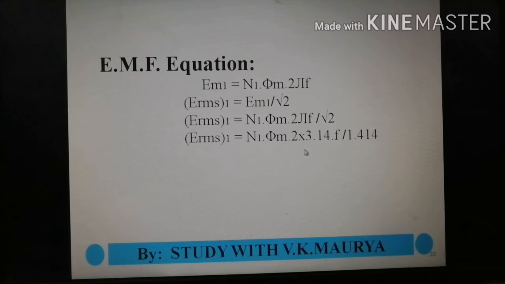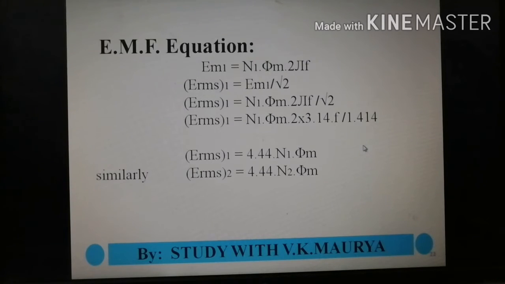We know that pi is 3.14, f is 50, divided by root 2, that is 1.414. After the solution, it becomes 4.44 N1 into phi maximum. This is the ERMS 1. Similarly, ERMS 2 is 4.44 N2 into phi maximum.